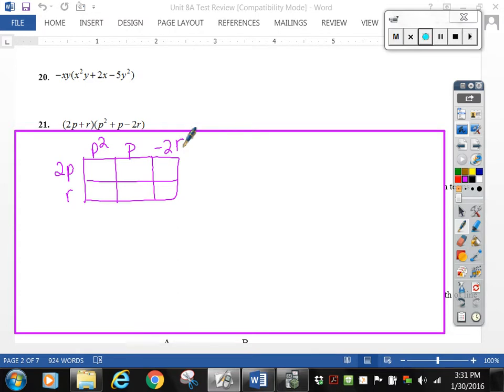Okay, so 2p times p squared is 2p cubed. 2p times p is 2p squared. 2p times minus 2r is minus 4rp. R times p squared is rp squared. R times p is rp. And r times minus 2r is minus 2r squared. I only have one cubed term.